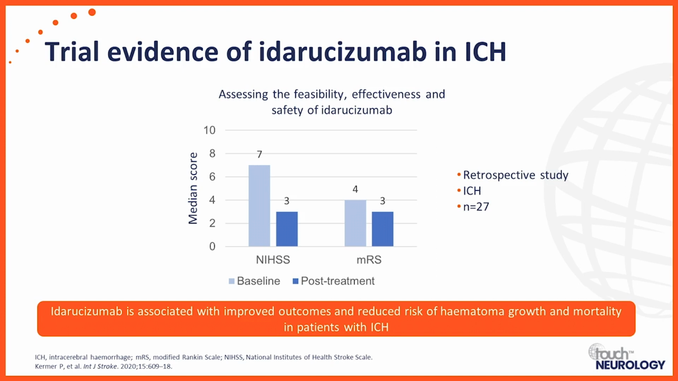Also, disability was looked at before and after the treatment. After the treatment, the modified Rankin score was 3, and before the treatment, when the patients were admitted, it was 4. Idarucizumab is currently recommended for the treatment of dabigatran-related intracerebral hemorrhage, and is used routinely, for example in our hospital, whenever there is a patient who has an ICH related to dabigatran.